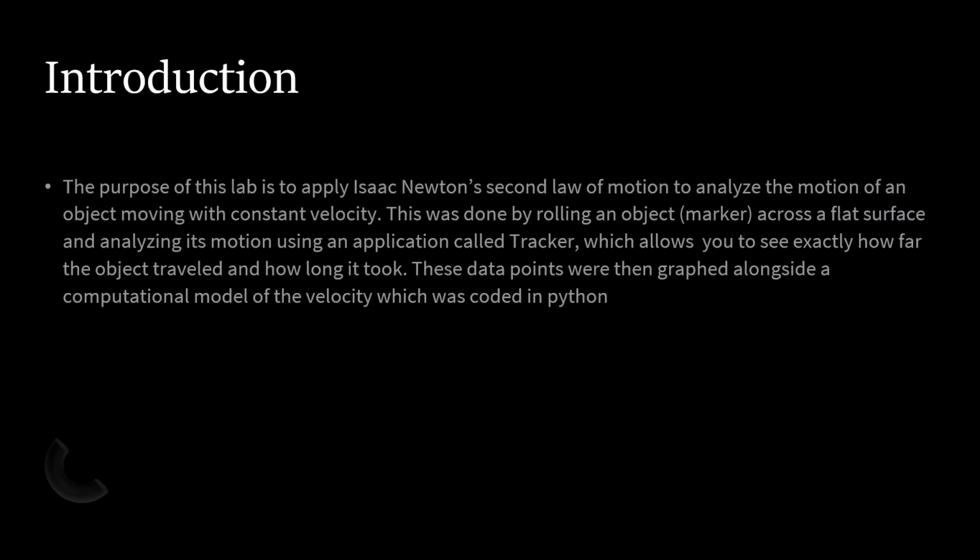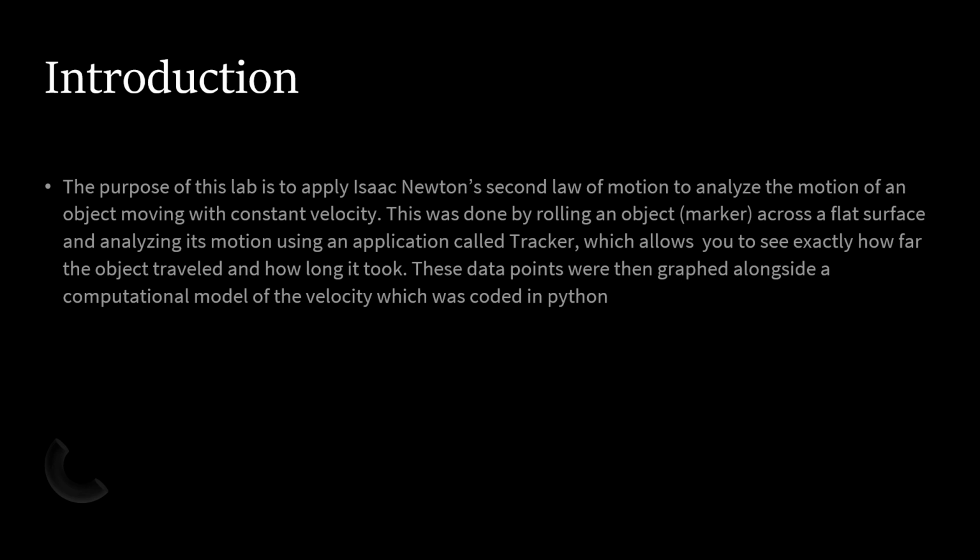The purpose of this lab is to apply Isaac Newton's second law of motion to analyze the motion of an object moving with a constant velocity. This was done by rolling an object, I used a marker, across a flat surface and analyzing its motion using an application called Tracker, which allows you to see exactly how far the object traveled and how long it took. These data points were then graphed alongside a computational model of the velocity, which was coded in Python using GlowScript.